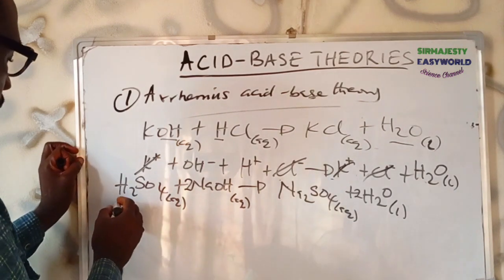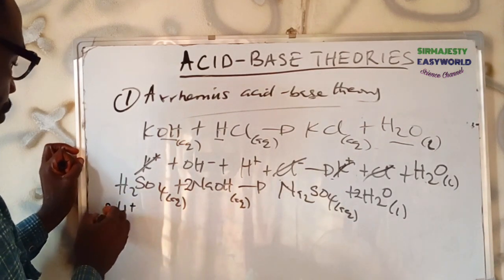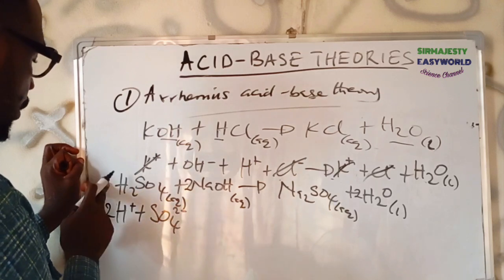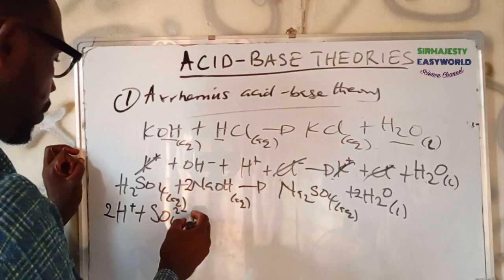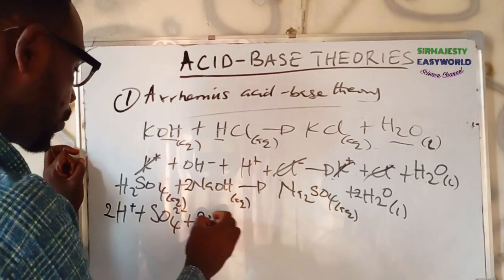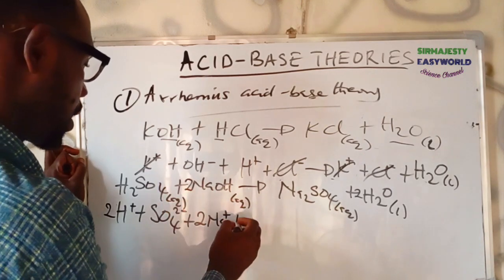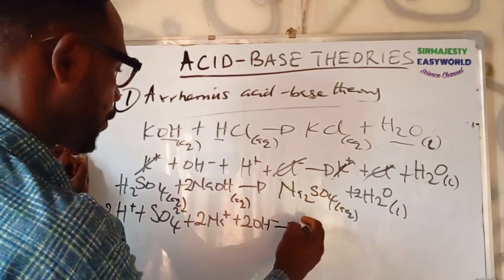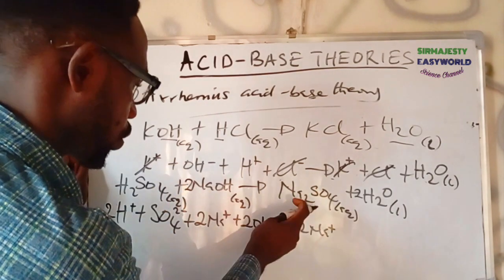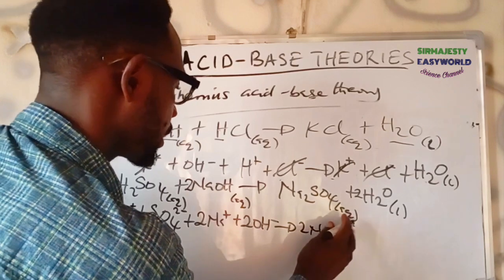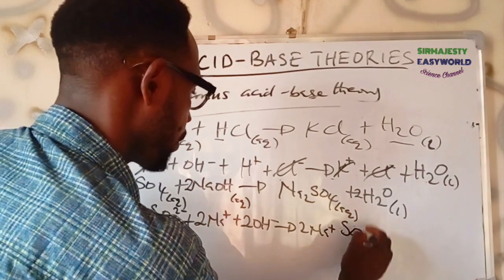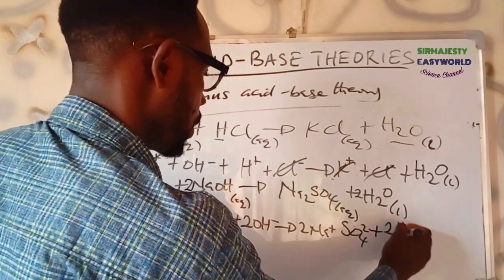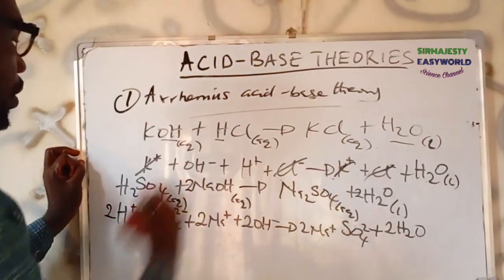So let's go. We now have 2H plus, plus tetraoxosulfate VI ion. There is no 2 here, so this survives, plus Na, you say 2Na plus because of the 2 here, plus 2OH minus because of the 2 here, to give us 2Na plus because of these 2, plus only tetraoxosulfate VI ion. This 2 doesn't affect it. Then plus 2H2O. Do what we did here.